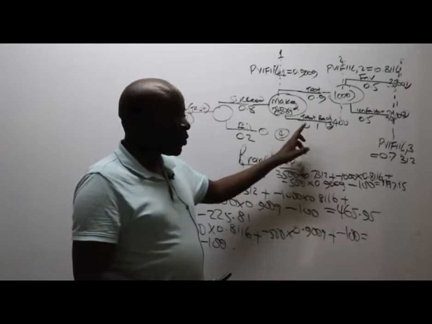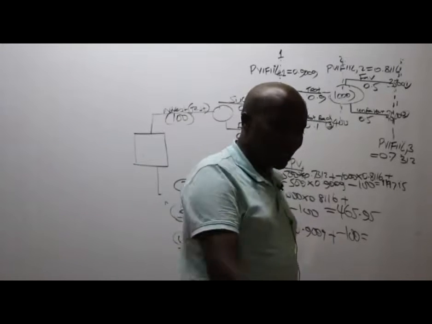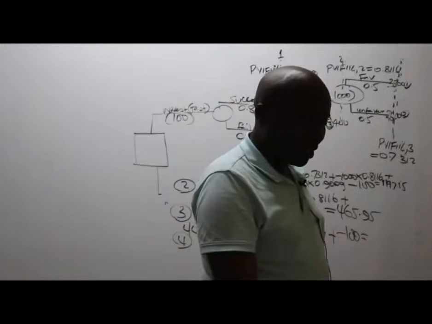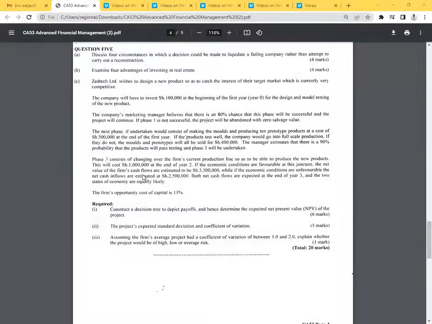Okay. These are given in the question. What they have told us here is, if you mold, look at this. They've told us here, the next phase, if undertaken, would consist of making the molds and producing 10 prototype products at a cost of 500,000 at the end of the first year. If the products test well, the company will go into full-scale production. If they do not, the molds and prototypes will be sold at 400.